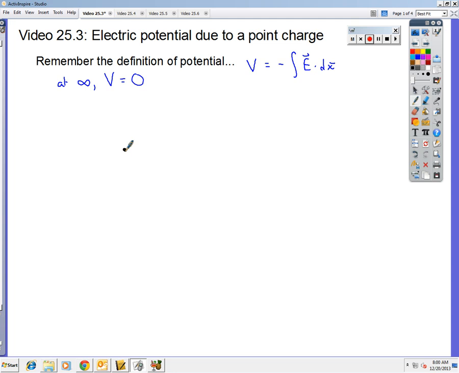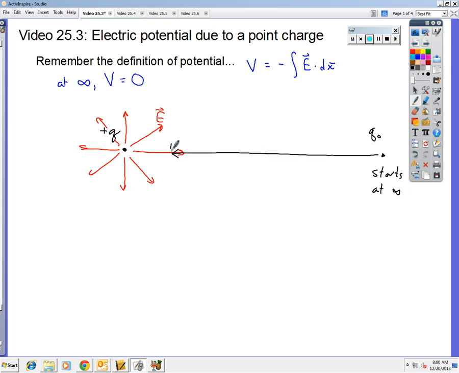If we've got a point charge here, so I'd call that plus Q, assume that it's positive for now, it produces electric field that points away from it. What we're going to do is bring a small test charge, Q naught, also positive, in from infinity. So it's going to start at infinity, and we're going to move it until it is a distance r away from this charge plus Q.